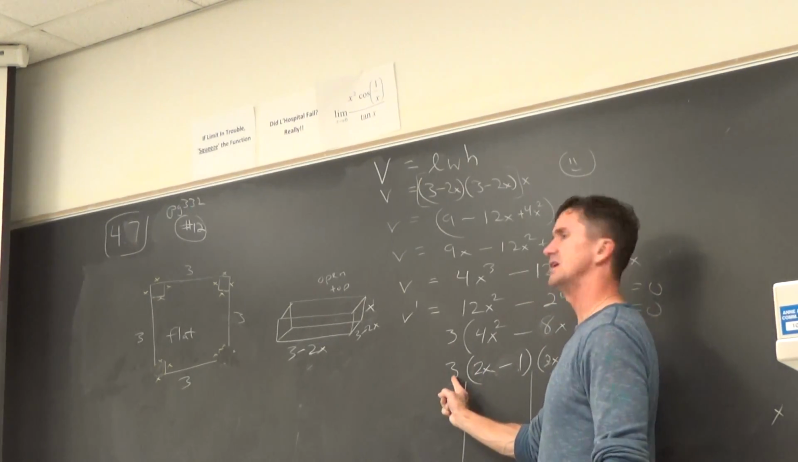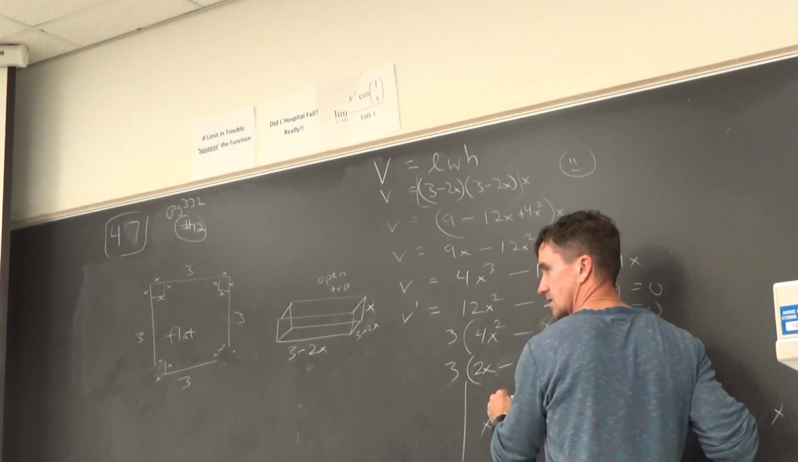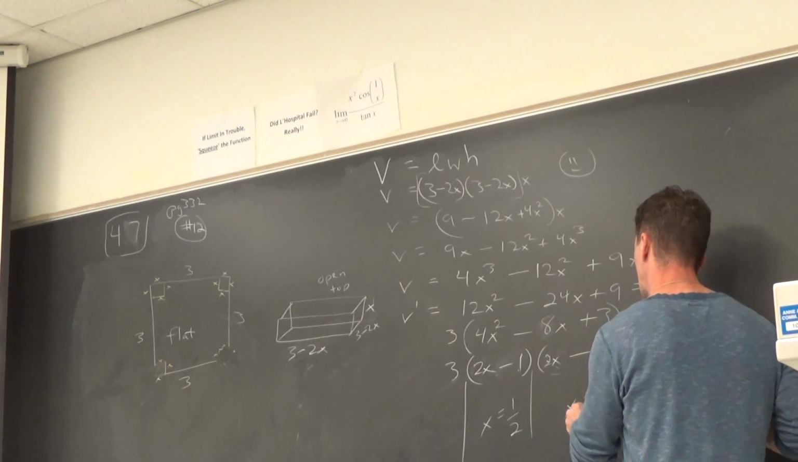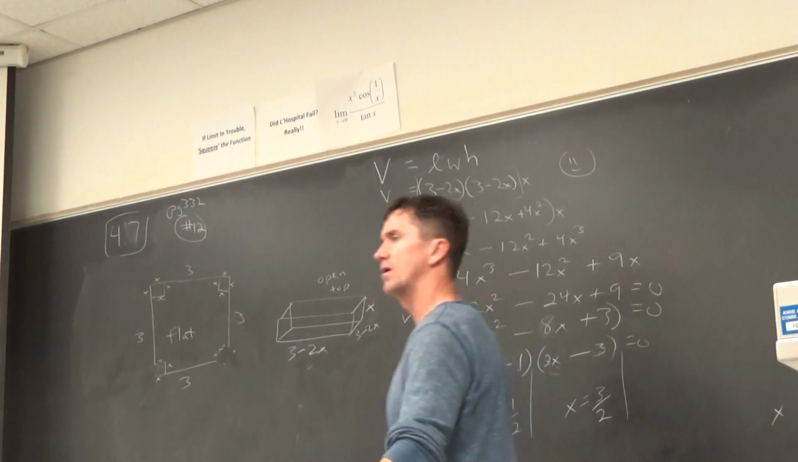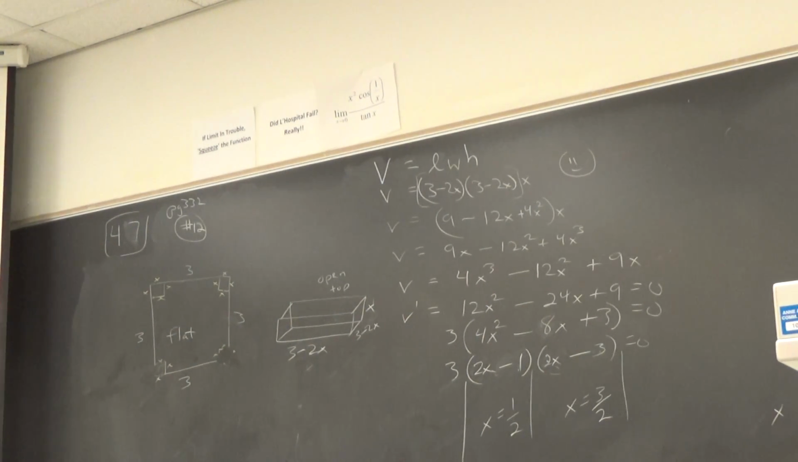Please ignore that, everyone. 3 doesn't have a variable. What are my 2 answers? x equals what? Half and 3 halves. There's 2 answers, but one of them's out of the domain. We're gonna have to toss it. You're gonna figure it out. Which one of those do I toss? Because, you ready? It's not in the domain. You know what I mean by domain?